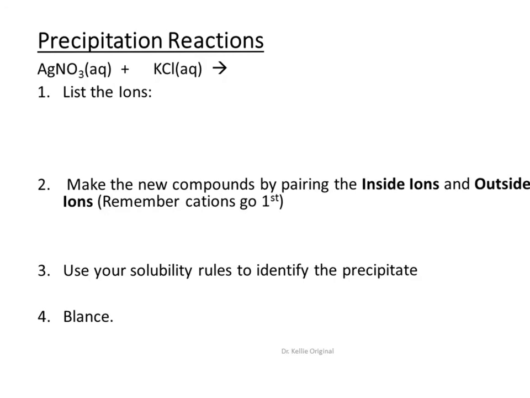Fortunately, this can be done in 4 really, really easy steps. All of these steps you've actually met before, so really we're just stringing together some old concepts here. All right, so let's look at our reaction of silver nitrate and potassium chloride. The first thing we want to do is list the ions. Remember when we talked about electrolytes, we said an ionic compound dissolved in water breaks up into ions.